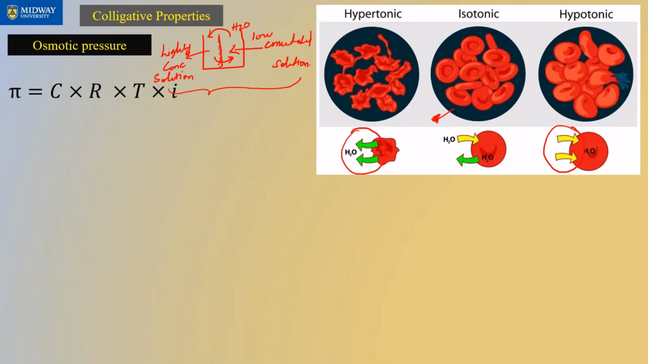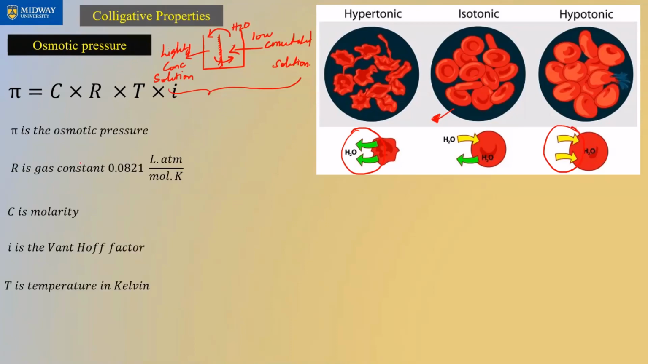And as with the other colligative properties, osmotic pressure also has an equation that you do not have to remember. Pi is the osmotic pressure, R is the gas constant. Again, why are we using this? Is there volume? Yes. C is molarity, which is moles over liter. Because volume is involved, we're using this gas constant. I is the van 't Hoff factor, and T must be in Kelvin. Keep in mind, the boiling point and freezing point used molality. Osmotic pressure uses molarity. Okay, so let's do a sample problem.